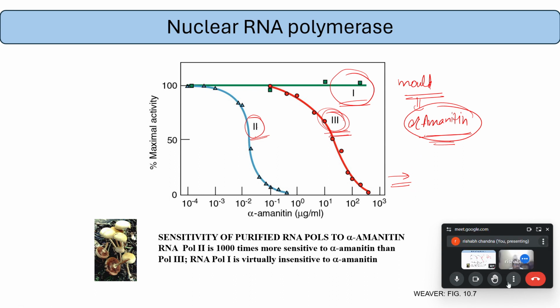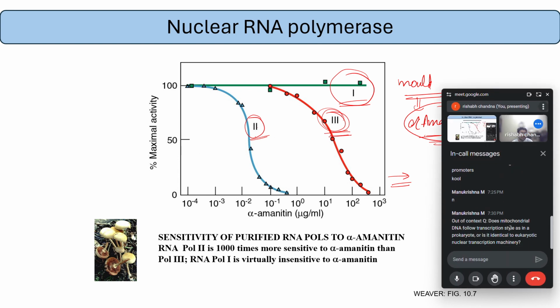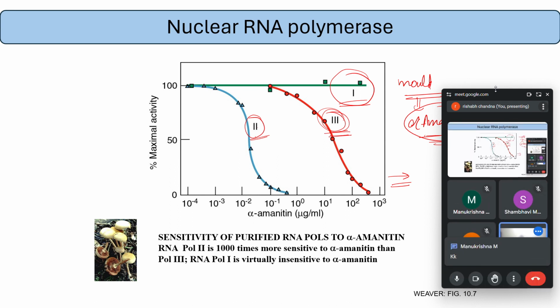Sorry, I'll check for the question. Does mitochondrial DNA follow the transcription style of prokaryotes, or is it identical to the eukaryotic nuclear transcription machinery? Yes, it follows the prokaryotic transcription style. We'll study in a few slides about the RNA polymerase, and from that you'll get an idea about how it follows the transcription. So it basically follows the prokaryotic style.